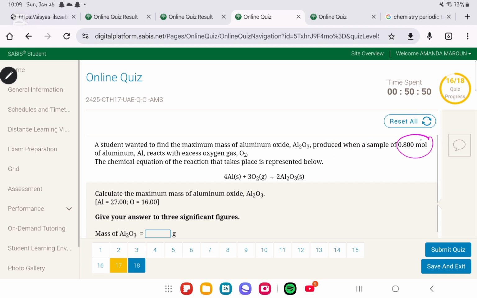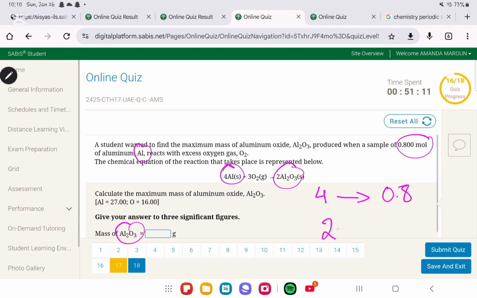A student wanted to find the maximum mass of aluminium oxide, Al2O3, produced when a sample of 0.8 mole of aluminium reacts with excess oxygen. This is the equation below. So the number of moles of aluminium, which is 4 moles, became what? Became 0.8 moles. So they need to find what? The mass of Al2O3 produced.